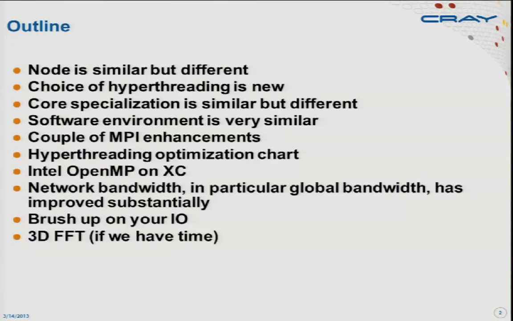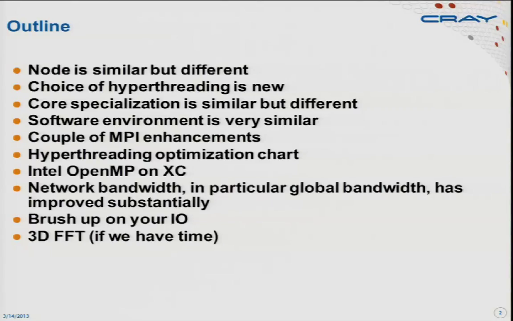Core specialization has been around, continues to be around, but there are twists to this, so we're going to go over that. Software environment is similar but different. I'm going to point out a couple of MPI enhancements already now, because most of MPI is similar, but there are a couple that are new and important, I think, to this environment. So we're going to touch that here.